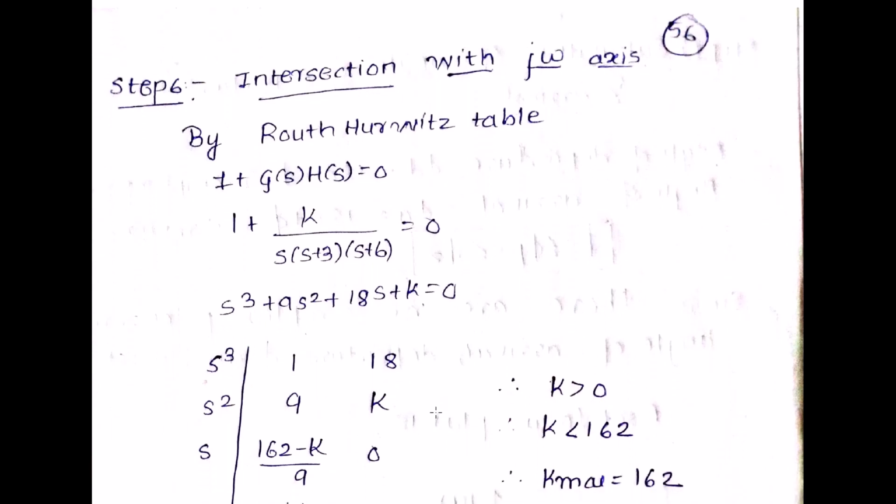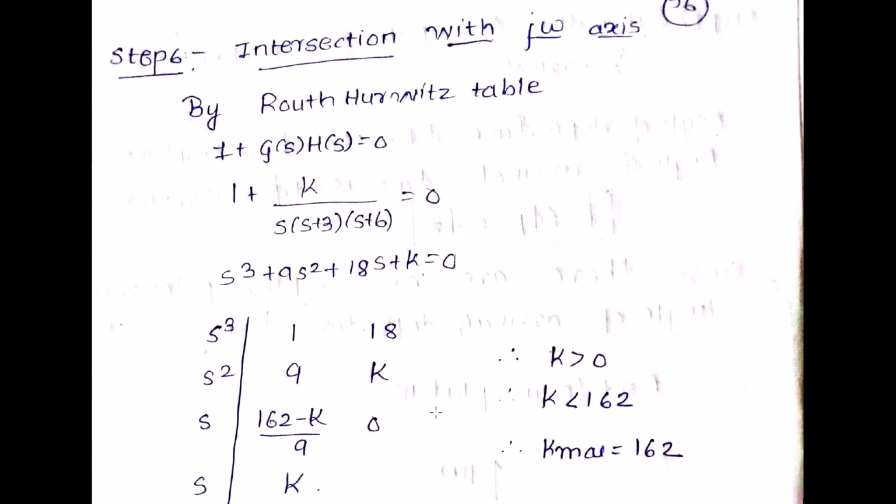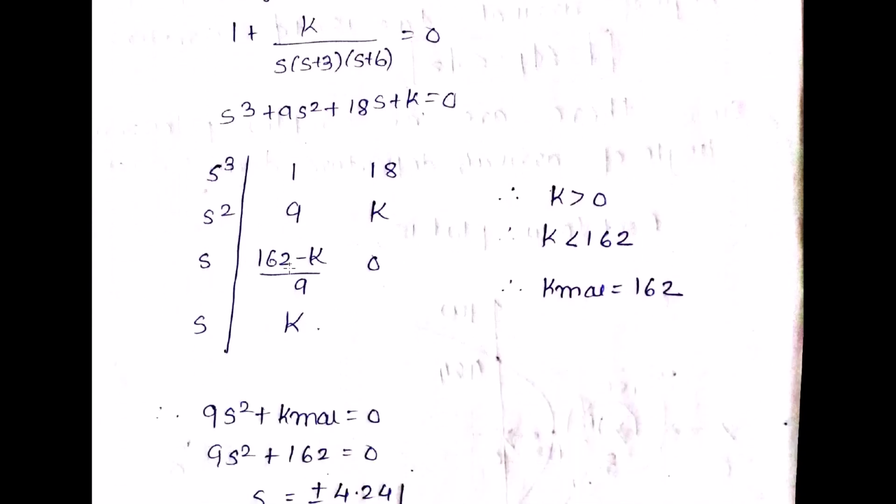Now, intersection with the j omega axis. So try to find out 1 plus g of s into h of s is equal to 0. Get this equation. You should know the Routh-Hurwitz method. If you don't know, a video on Routh-Hurwitz method is already uploaded on my channel. Please go through it in the control system playlist. Just arrange it in the Routh-Hurwitz table format.